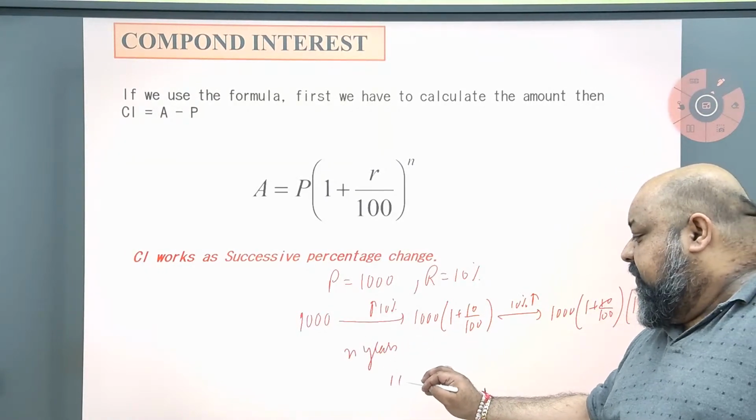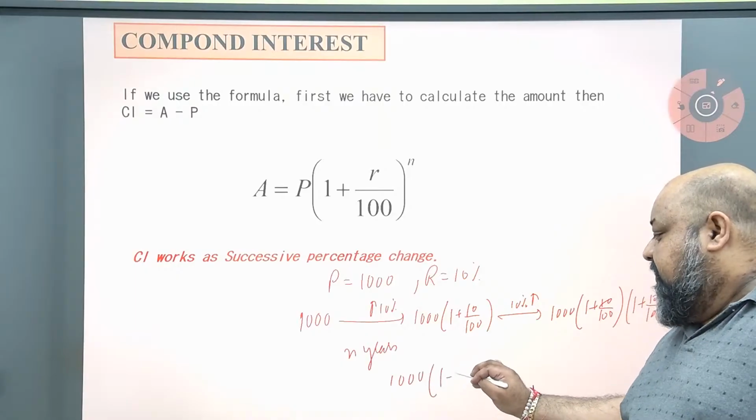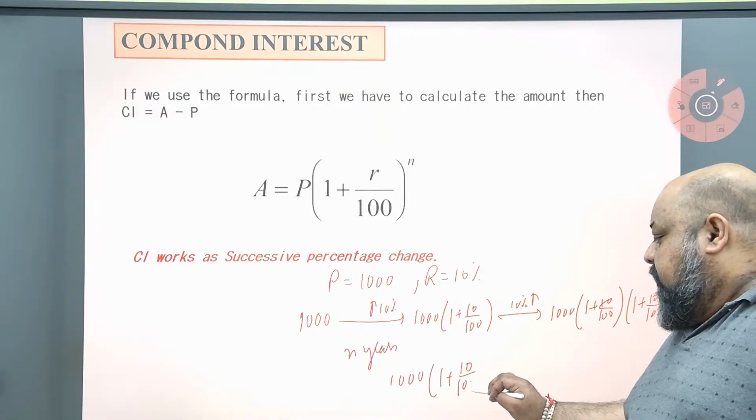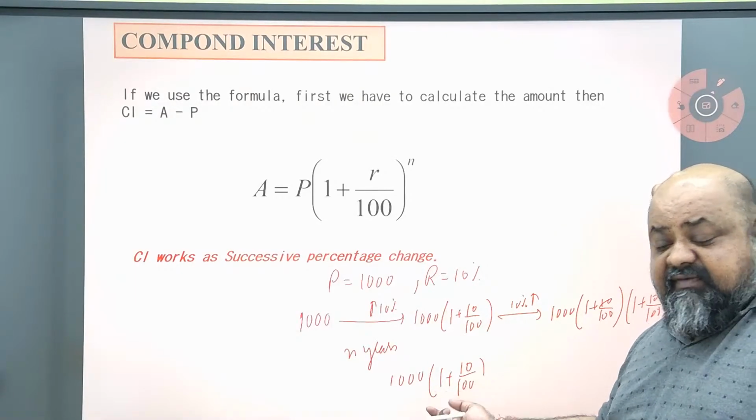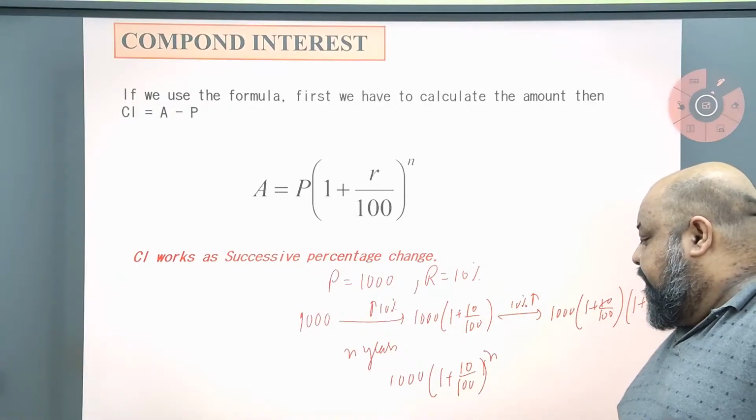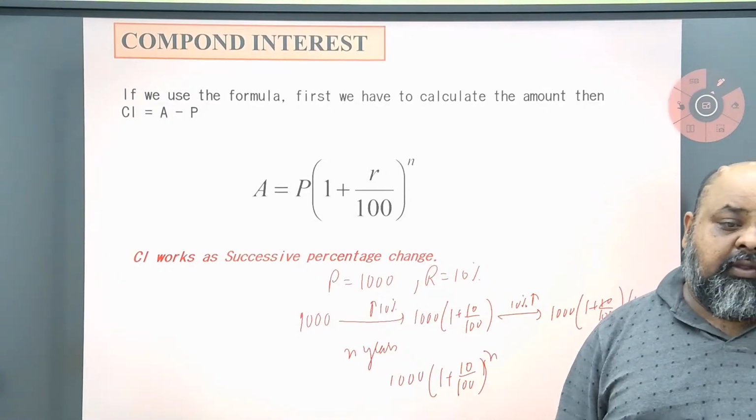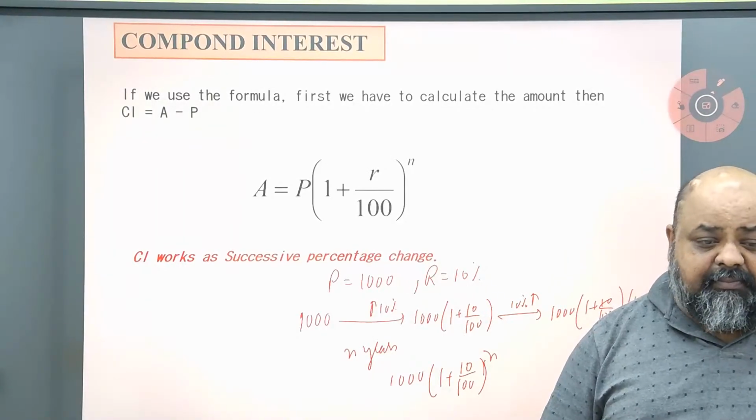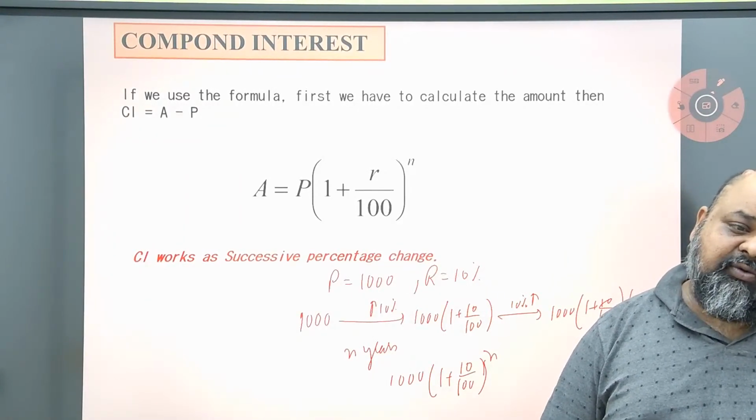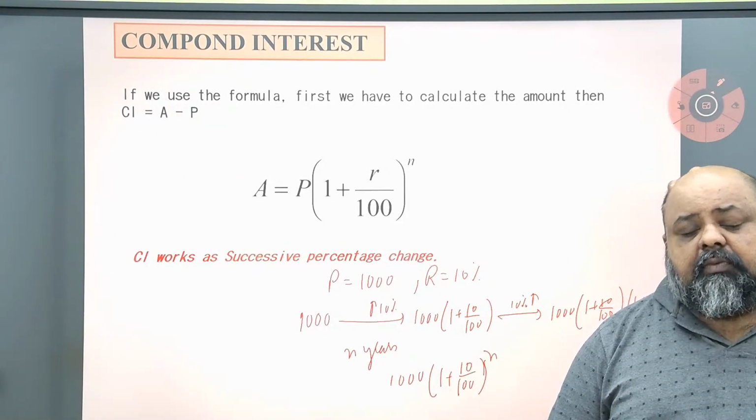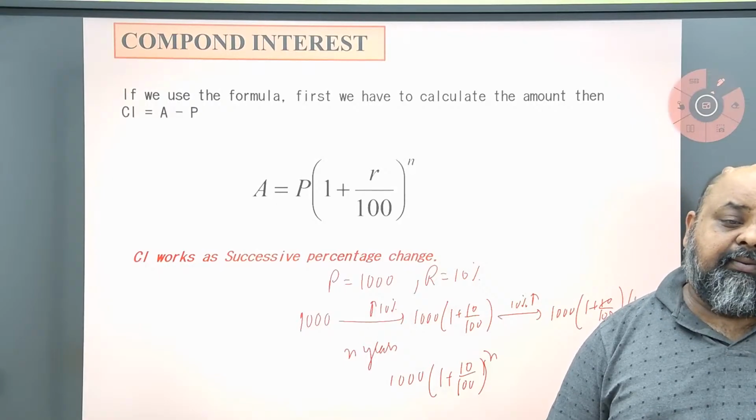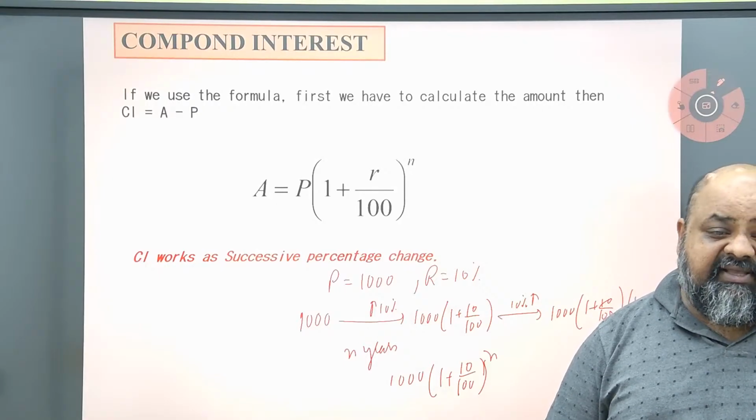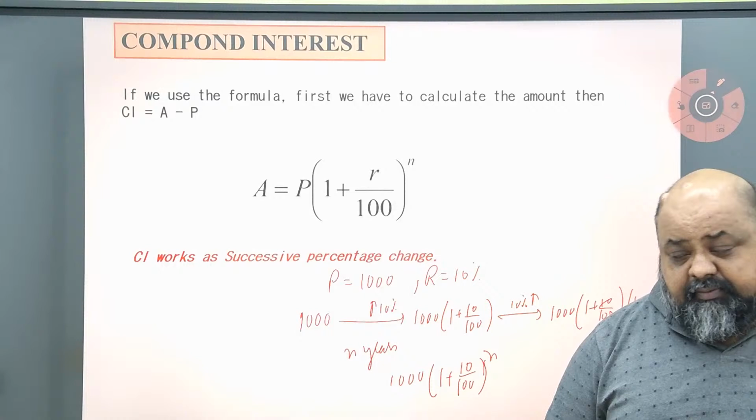will become principal into 1 plus r upon 100. This multiplying factor multiplied for every year, so into n, or raised to power n. That is how we reach the formula for compound interest, basically amount in compound interest. Once we know the amount, we can calculate the interest by subtracting the principal from the amount.